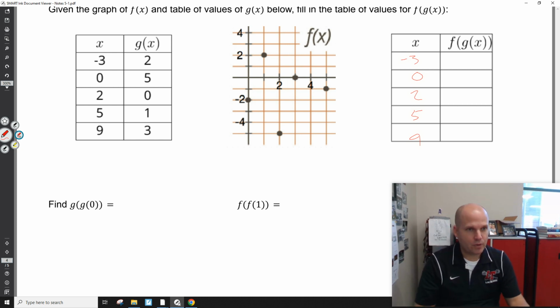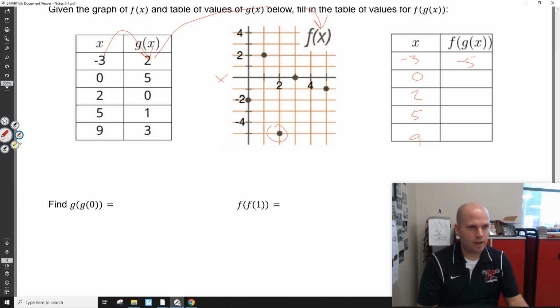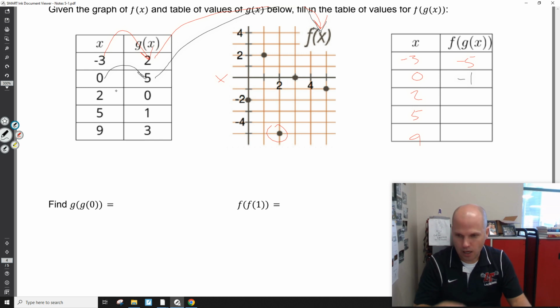All right, well, I plug -3 into g, I get 2. I plug the x value 2 into f, and I get -5. Boom. That's f of g of -3. -3 went to 2. I plug 2 into the function f. f of 2 outputs -5. Okay. g of 0 is 5. f of 5 is -1. Got it? You can do the rest. I'll do them really quickly.